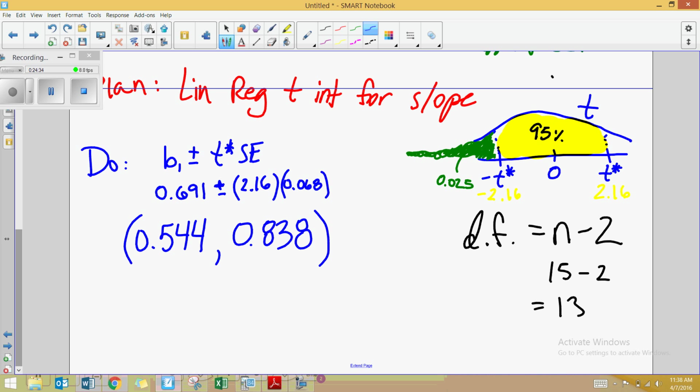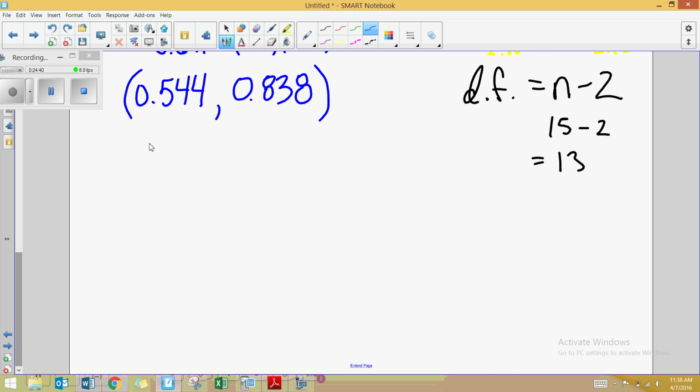Okay, so we've got our interval. Now what? What do those numbers mean? What do they stand for? 0.544, 0.838, what are those? Well, those are our slopes, what we think the true slope falls between.